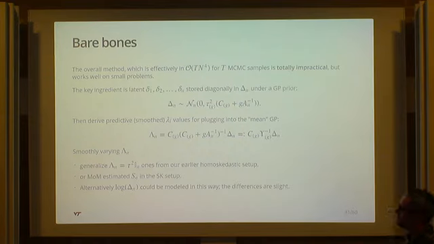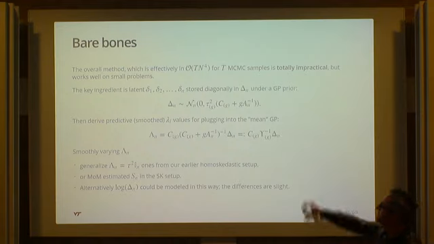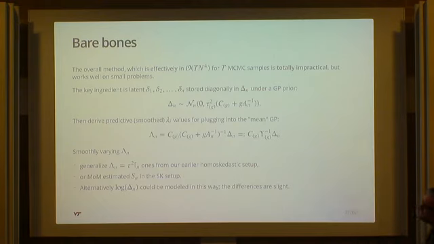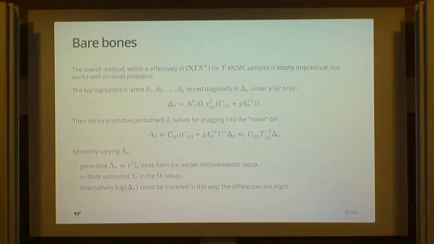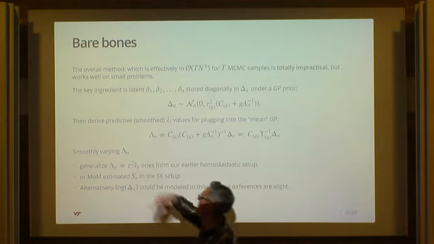The key ingredient, though, does make sense. There's this latent noise variable. You want to constrain it so that noise changes smoothly throughout the input space. You want to give it a Gaussian process prior. So that's what I've written down here, a Gaussian process prior on a diagonal covariance matrix delta of latent variances. And you want to be able to smooth those variances through the usual Kriging equations. So the mean of the delta's linear predictor gives us smooth delta values.